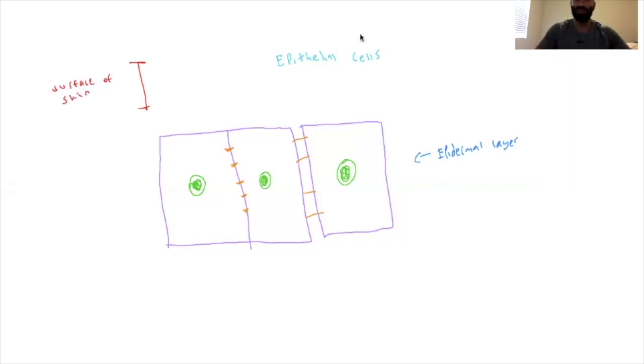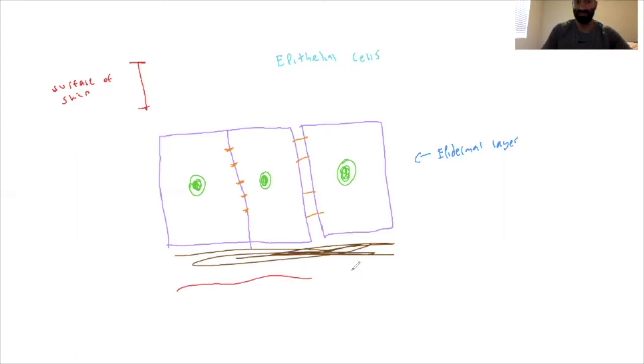And then we know that at the very bottom of epithelial layers, we're going to have a collection of connective tissue. We also need a blood supply because these are cells. And we also need a layer of lymphatic vessels as well. I'm just drawing, just trying to make this as detailed as possible.